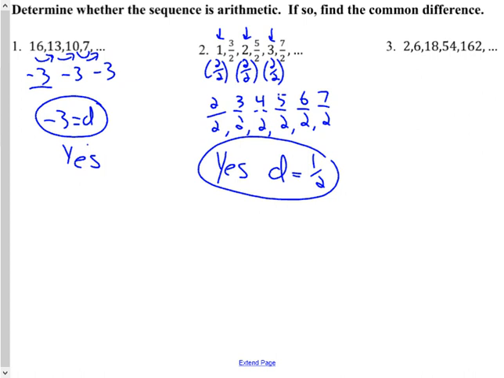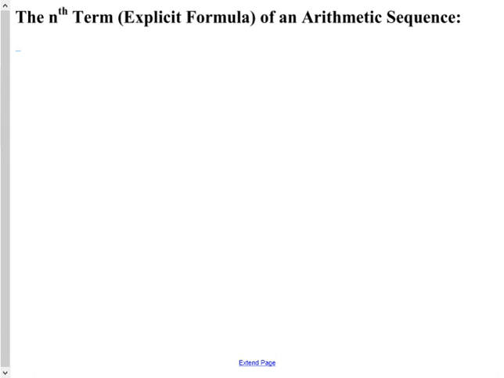Last one, we've got 2, 6, 18, right? And if we see, we jump with +4, but the next one's +12, right? That is not the same, so that is not arithmetic.